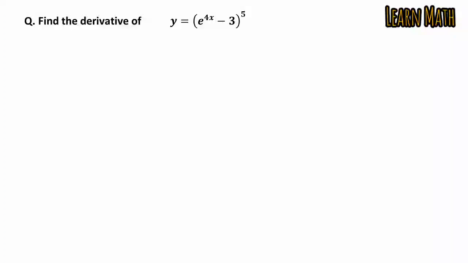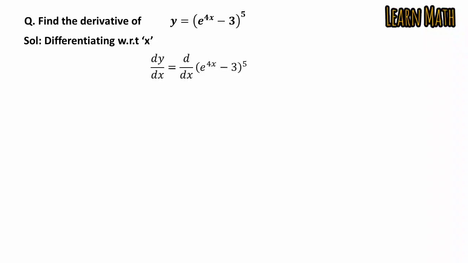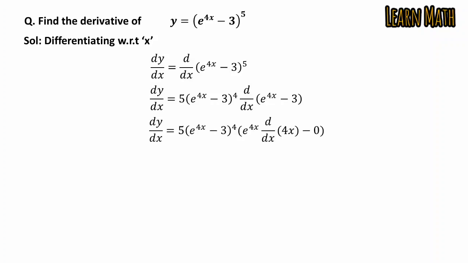Differentiating with respect to x, dy/dx is equal to d/dx (e^(4x) − 3)^5. Here, first take the derivative of the power and reduce 1 from the power. So dy/dx is equal to 5 (e^(4x) − 3)^(5−1), which is equal to 4. Now take the derivative of the function e^(4x) − 3. So dy/dx is equal to 5 (e^(4x) − 3)^4 as it is.